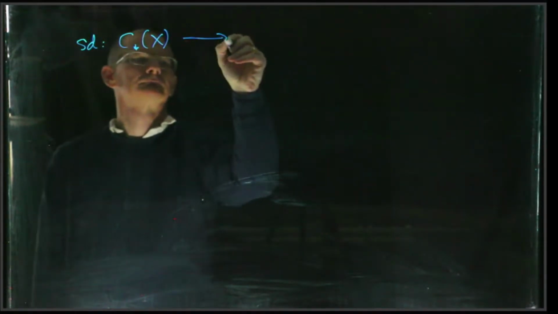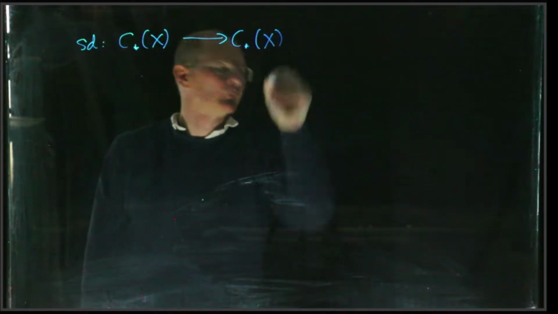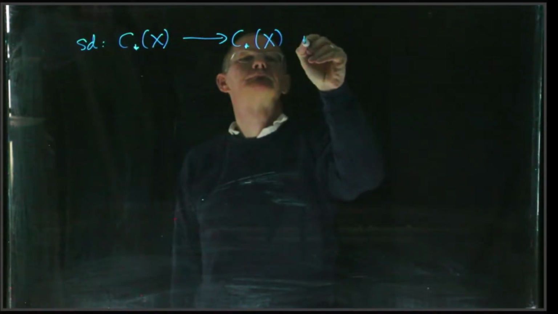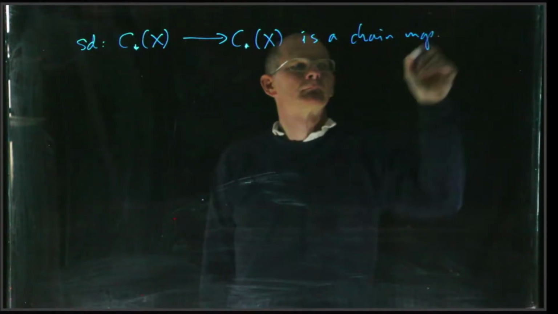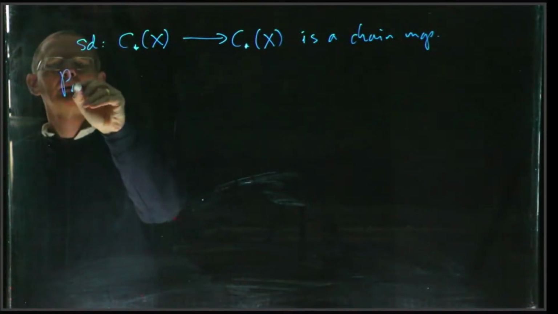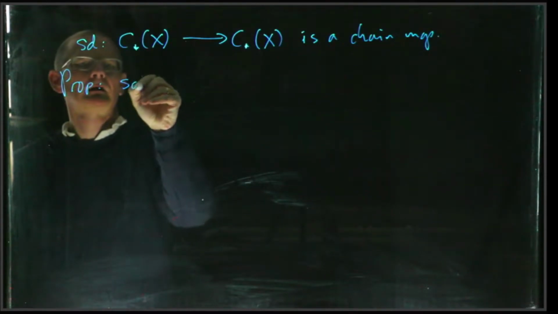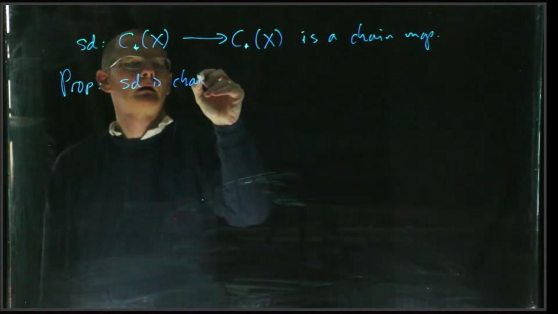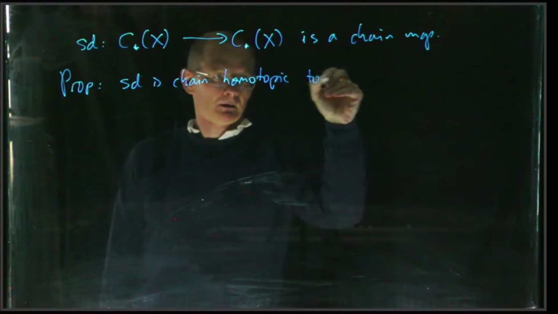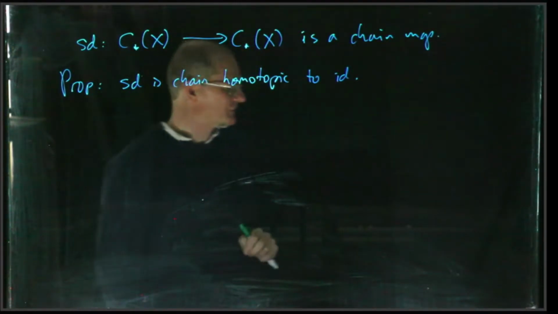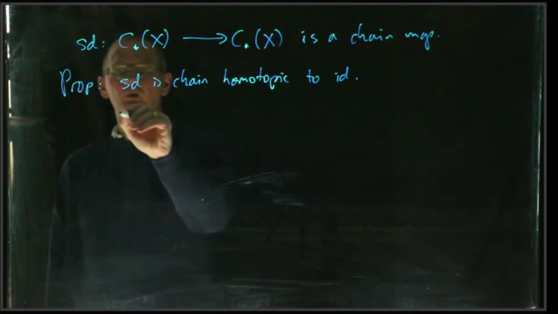So in the last video we defined this subdivision map, and we proved that it was a chain map. Now what I want to prove is that subdivision is chain homotopic to the identity. And let's recall what that means.